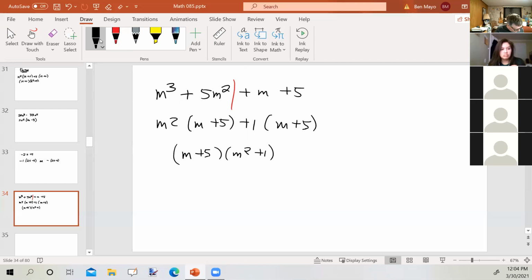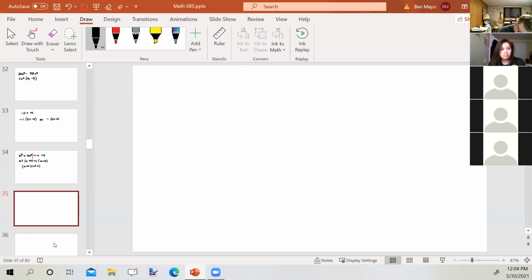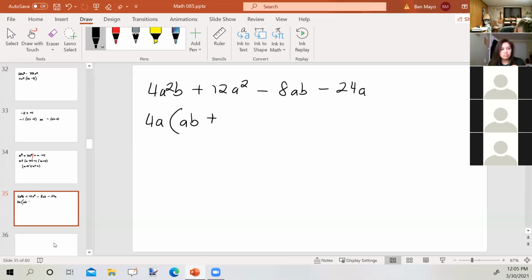Let's see here. 4a squared b plus 12a squared minus 8ab minus 24a. Look at all the coefficients. You could factor a 4 out of all those and an a. So my greatest common factor is 4a. I'm going to have ab plus 3a minus 2b minus 6. Let's see, is that right?